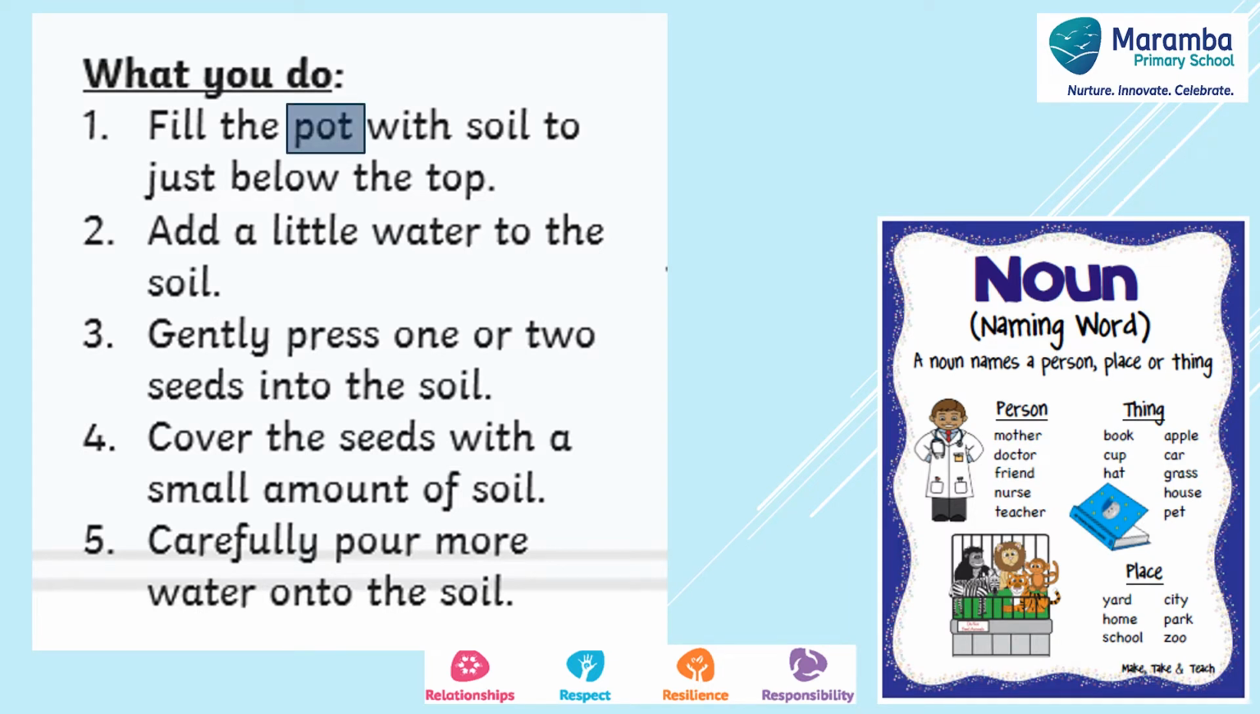So do you remember what the noun was? The noun is a naming word. That means it's a name of a person, place or a thing. In step 1, pot is a noun. Can you find another noun in this sentence? If you said soil, you would be correct.